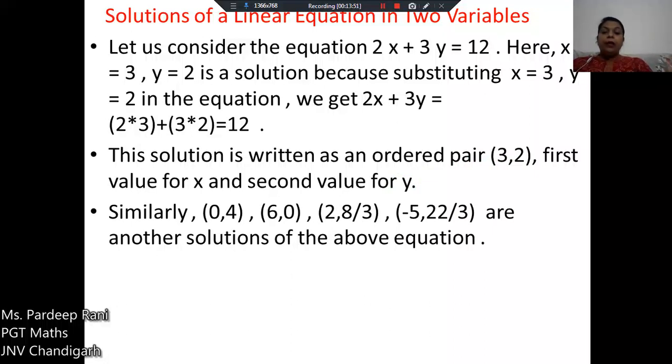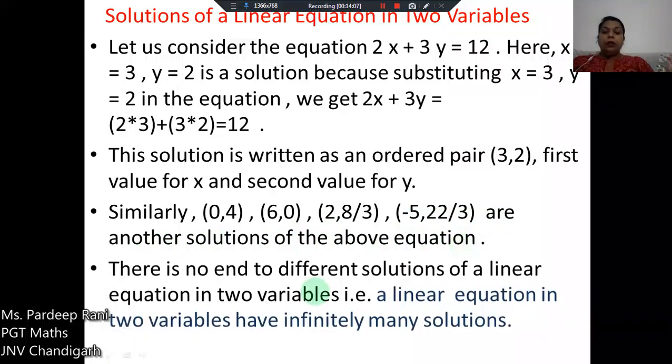Similarly, you can check that 0, 4; 6, 0; 2, 8 by 3; and minus 5, 22 by 3 are other solutions of the above equation. There is no end to the different solutions of a linear equation in two variables, which can be concluded with the statement that a linear equation in two variables has infinitely many solutions, that is, uncountable solutions.